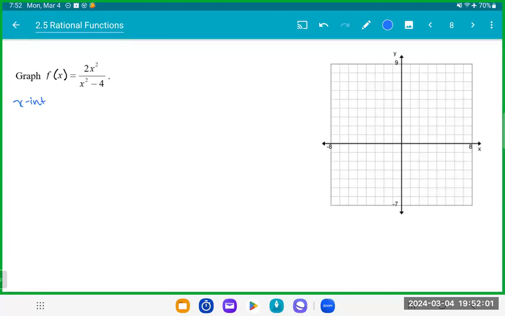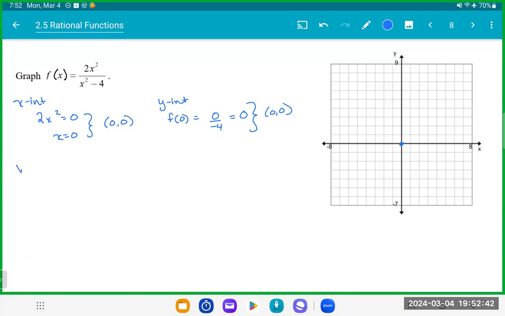So if we're looking at our x-intercept here, that's going to be 2x squared equal to 0. And so therefore x equals 0. So we're going to have an x-intercept at (0, 0). Okay. We're looking at our y-intercept. That is where our x is equal to 0. So that's going to be 0 over -4. And so that is also going to be 0. And we have a y-intercept at (0, 0) as well. Okay.